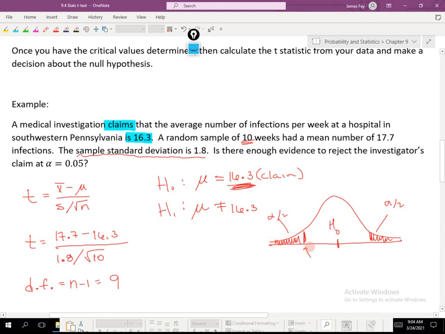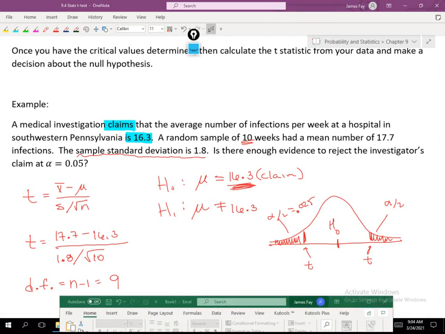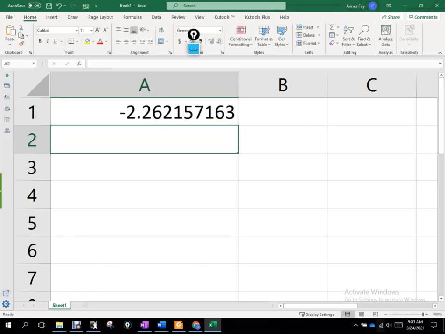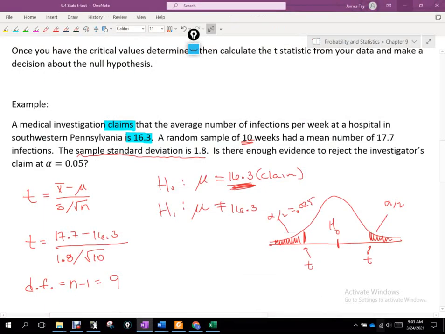So I'm trying to find these t values, these t scores that create the rejection regions. If alpha is 5%, then because it's a two-tailed test, the probability requirement in Excel is 0.025. So 0.025, and then the degrees of freedom, which we said was 9. Hit enter, and it gives me negative 2.26.